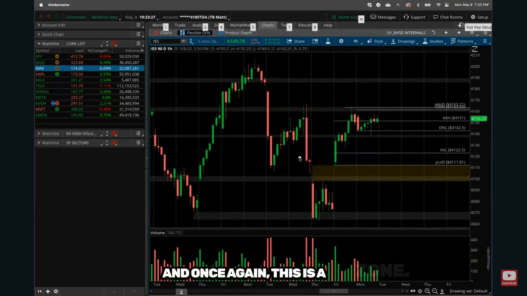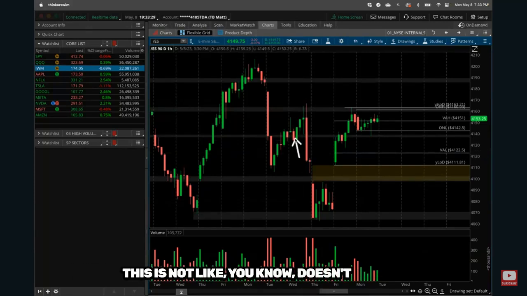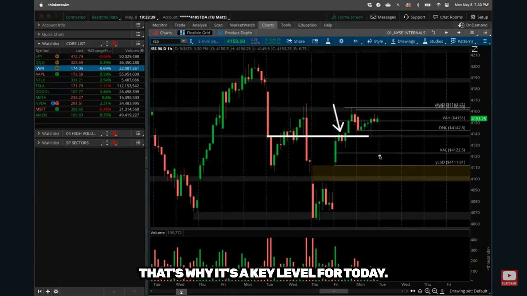And once again, this is a zone. It doesn't have to be 4140. It doesn't have to be 4138. It's just this area. So this area is kind of holding, right? And then on Friday, we get this. That's why it's a key level for today.